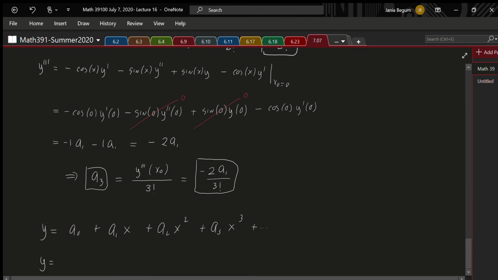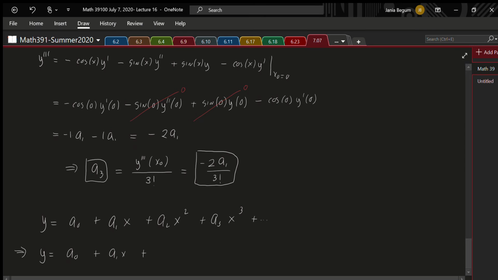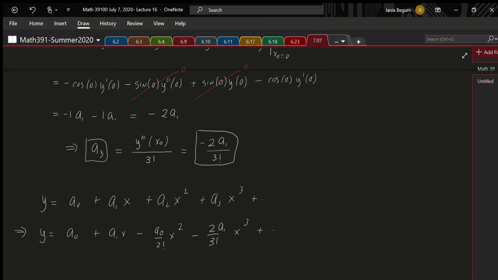So y is equal to A0 plus A1 x plus A2. We found A2 to be negative A0 over 2 factorial, which is 2. I can just write that. And then A3, we found it to be negative 2 over 3 factorial A1 x cubed, and so on. And then if you want to group them by A0 and A1, you can also do that. But I will stop right here and let me know if you guys have questions.